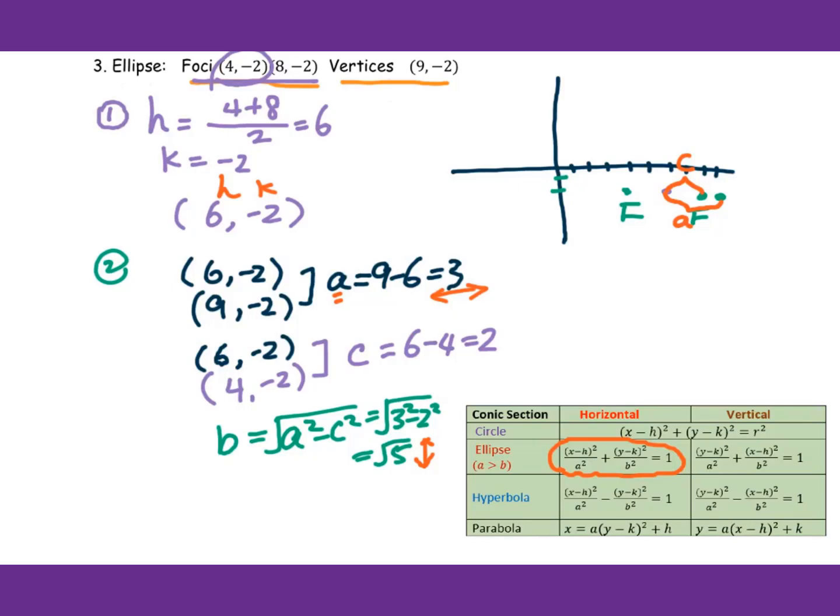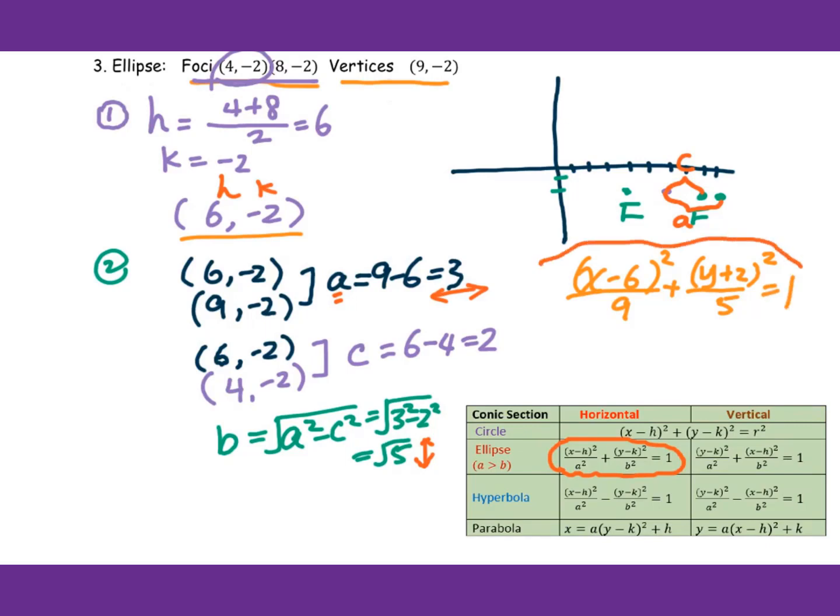So we can write down the equation for this ellipse. We get X minus 6 squared, because that is HK, over A squared, which is 9, plus Y plus 2 squared over 5. Square root of 5 squared is 5, equal to 1. This will be the equation for this ellipse.